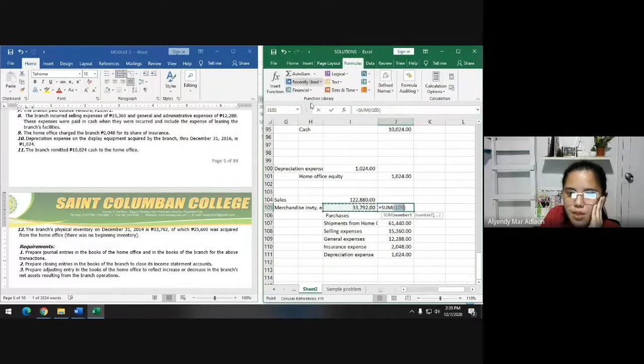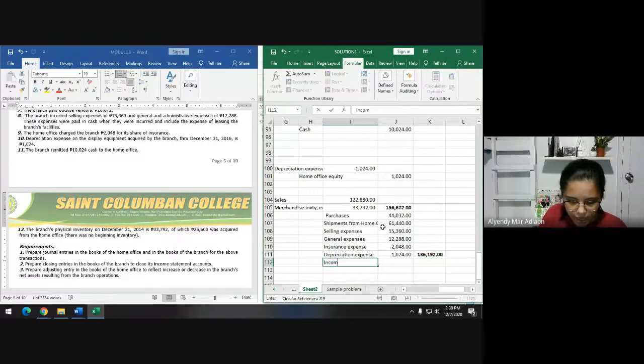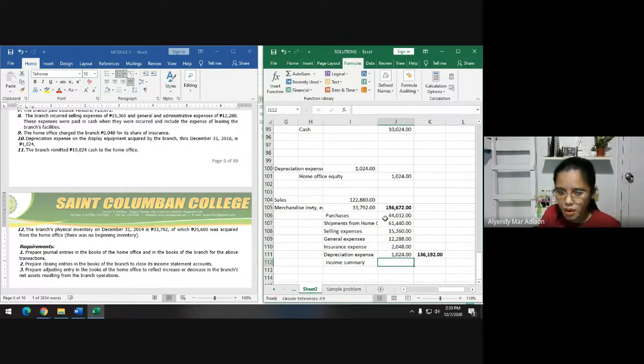Okay, so pila man ang total debit na to? We have total debit of 156,672, no? Then we have total credit of 136,192. Okay, so pila man ang ato ang income summary or our profit? Okay, so we have income summary of 156,672 minus 136,192. That is 20,480. Okay, this is our income summary. This will serve as our profit for the period.